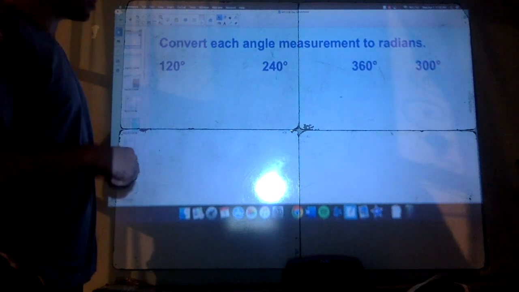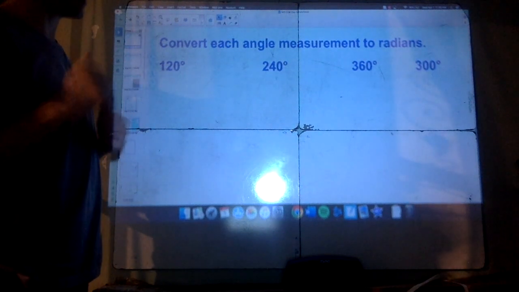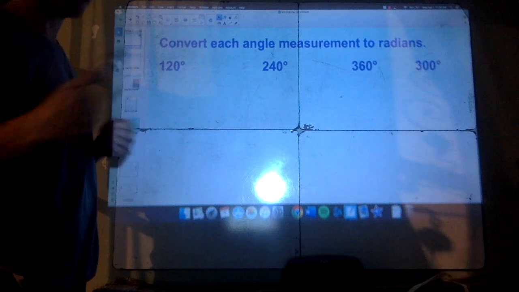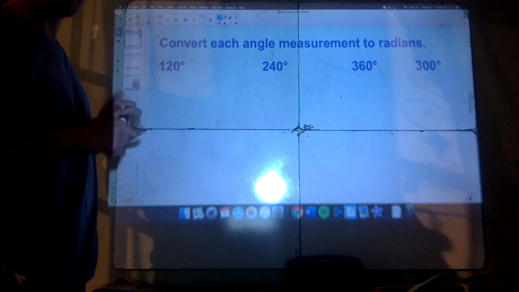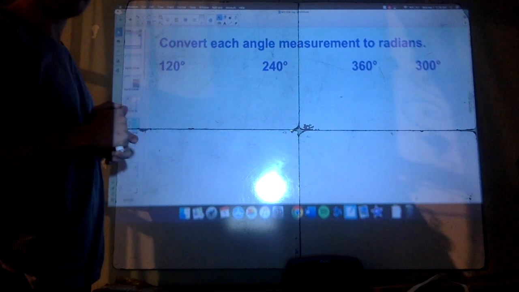So, to start the lesson, I want you to convert each of these angle measurements to radians. So pause the video, write these down, and convert them to radians using your toolkit.